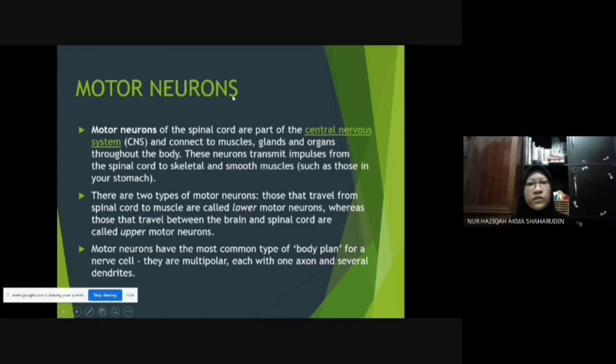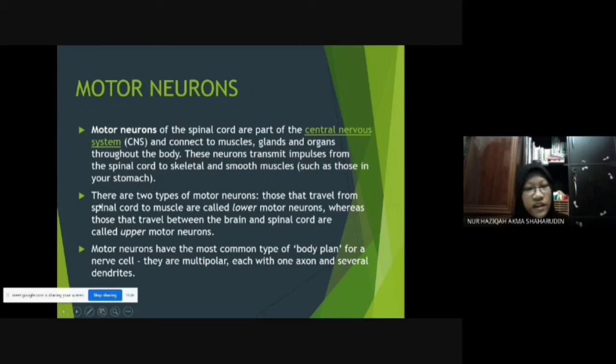Next, motor neurons. Motor neurons of the spinal cord are part of the central nervous system and connect to muscles, glands, and organs throughout the body. These neurons transmit impulse from the spinal cord to skeletal and smooth muscles, such as those in your stomach, and so directly control all of our muscle movements.